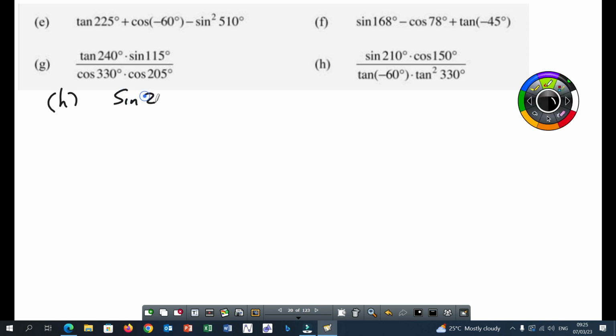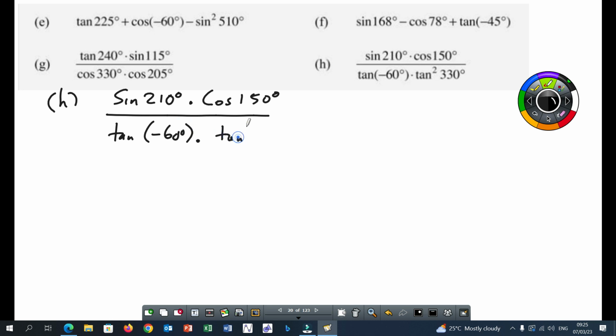We have got sine 210 degrees times cos 150 all over tan minus 60 times tan squared 330 degrees. So first thing, be aware that 210 is a reflex angle, so we need to write it using an acute angle. So it's 180 plus 30, and it's in the 3rd quadrant. So that would be minus sine 30 degrees.